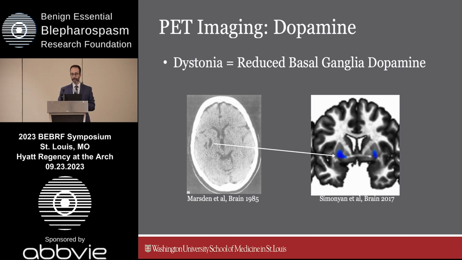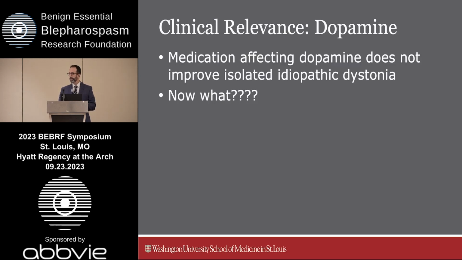But unfortunately, this doesn't have a lot of translation. When we give dopamine, only in a very, very small subset of patients do they get better, right? And so, unfortunately, this has been a little bit of a dead end with respect to improving treatments. We had a lot of hope, we've had a lot of direction in this, but now what? What do we do now?